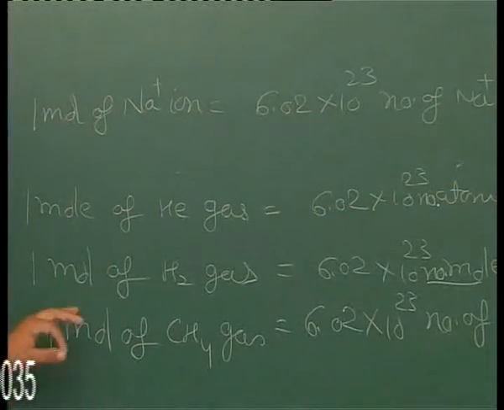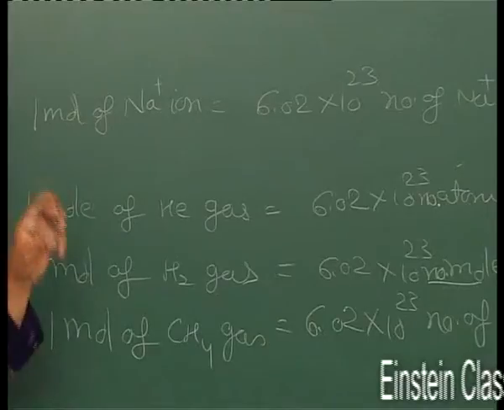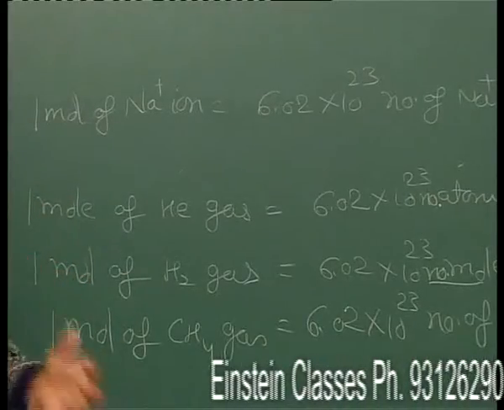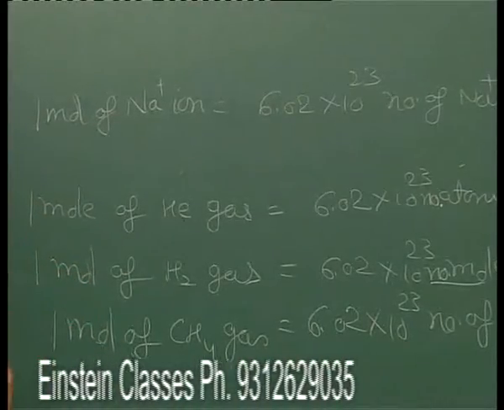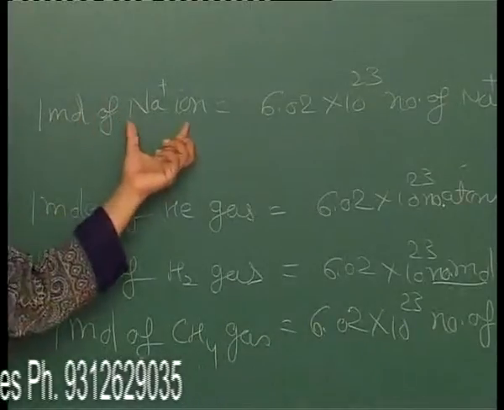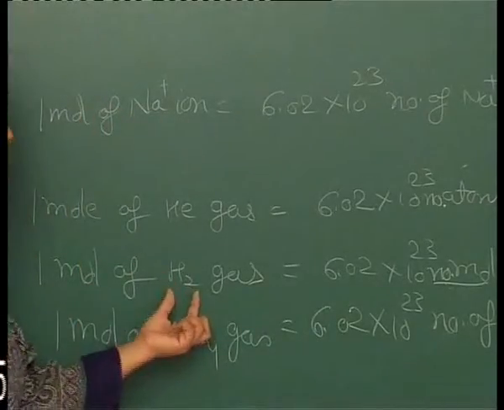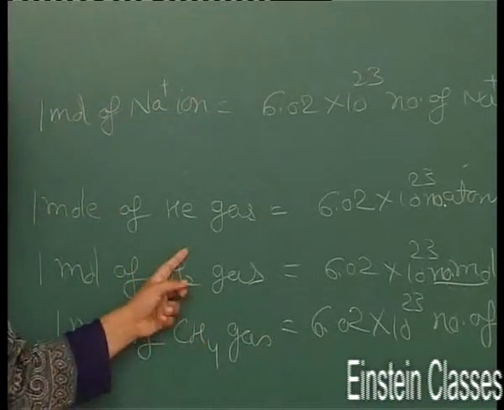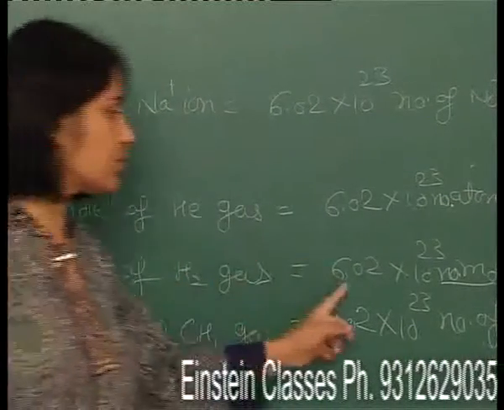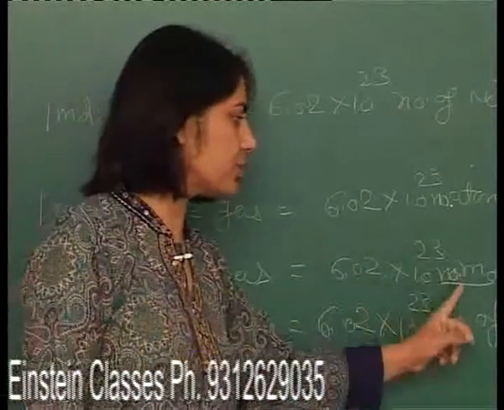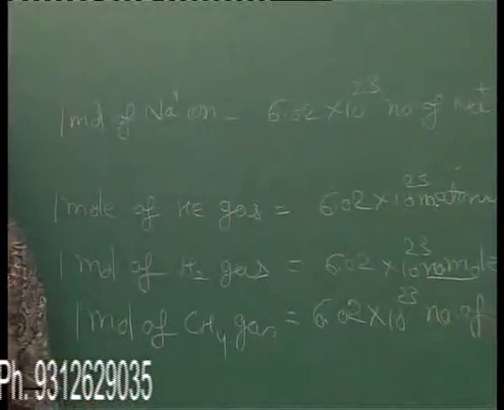So it means that mole is not dependent on whether it is a gas or a molecule. It can be an ion or it can be a molecule. Whatever the nature of the substance is, 6.02 × 10^23 would be the quantity of that substance.